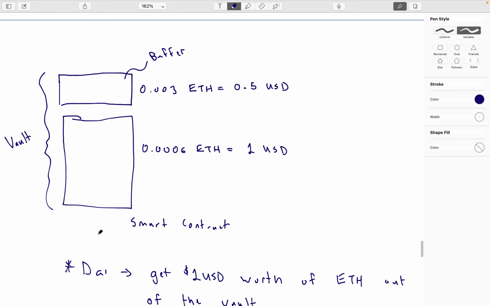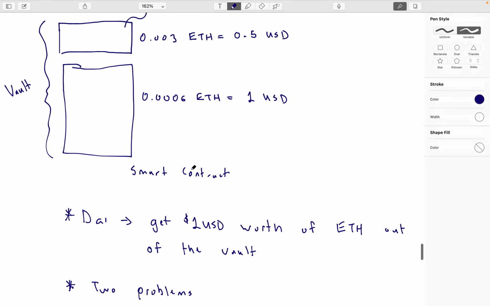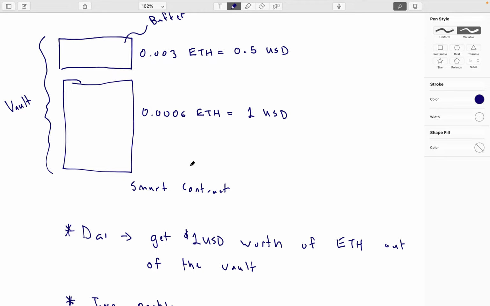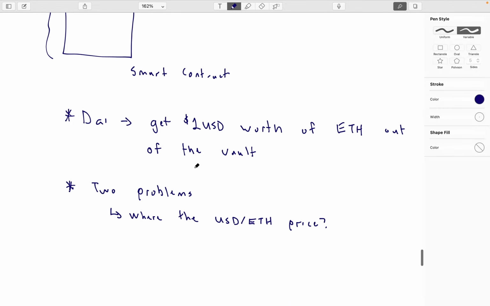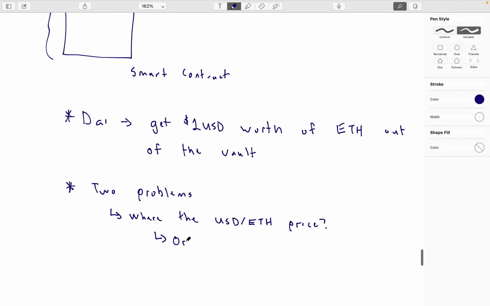Now, there's two problems here. The first one's maybe a more minor problem, but where do we get the price of US dollars in ETH? Okay, so we don't have it on the blockchain. The blockchain doesn't know anything about what's going on in the US economy and what people are paying for ETH in the US dollar. Okay, and so where do we get that price from? And so the answer is, well, a trusted party is going to put that price on the blockchain. Okay, so this is called an oracle.